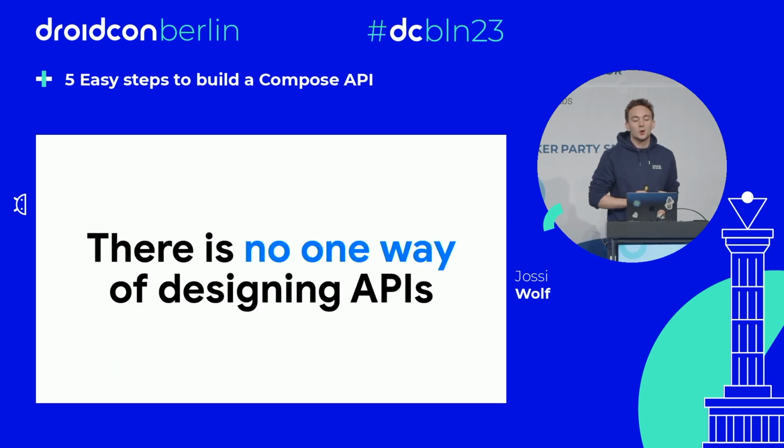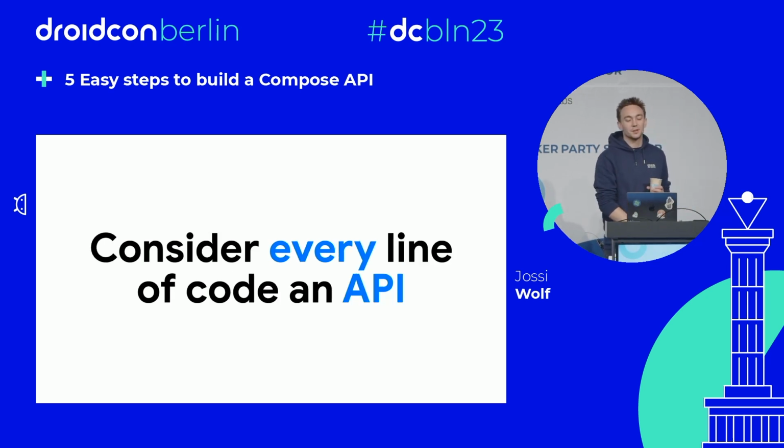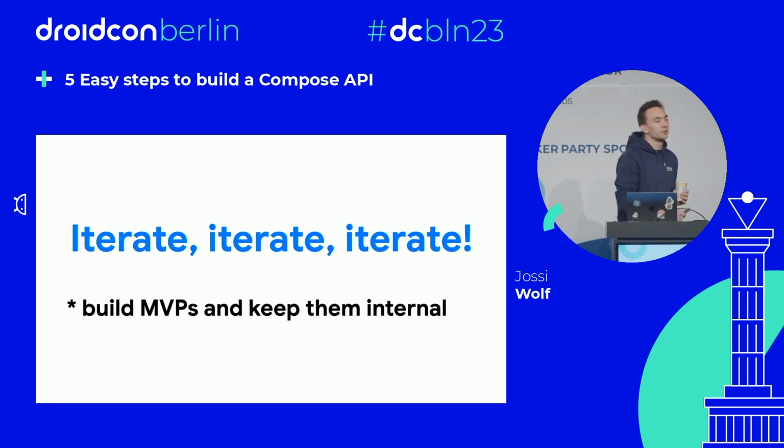And again, there is no one way of designing APIs. Whatever your process is, you'll work on your process. I'm pretty sure in a year I'll come back to this and I'll say, oh, this was a bad process. Consider every line of code an API. Do this as a thought exercise. It helps a lot. And iterate, iterate, iterate.